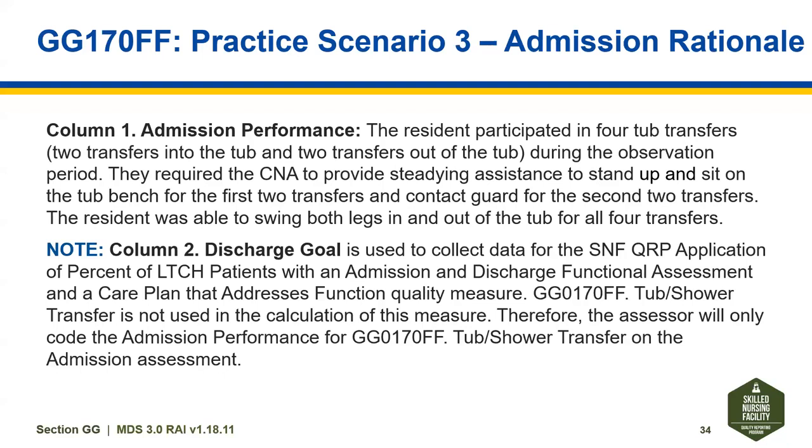And again, just a reminder, column 2 discharge goal is used to collect data for the SNF QRP application of percent of long-term care hospital patients with an admission and discharge functional assessment and a care plan that addresses function quality measure. GG01301 tub shower transfer is not used in the calculation of this measure. Therefore, the assessor will only code the admission performance for GG01301 tub shower transfer on the admission assessment.